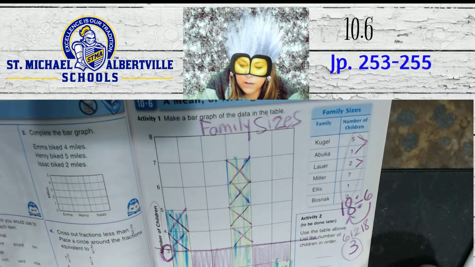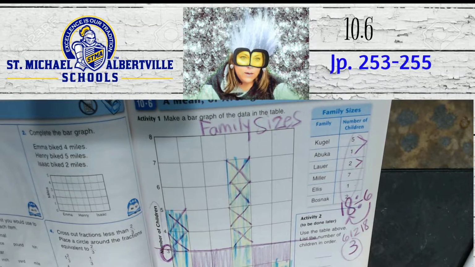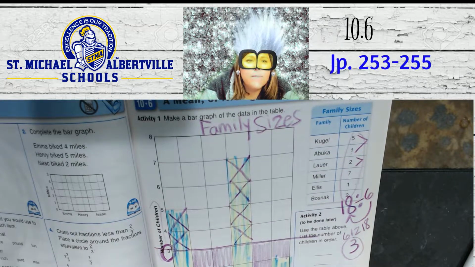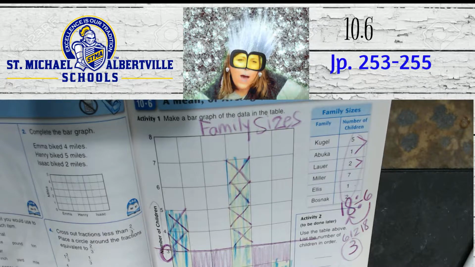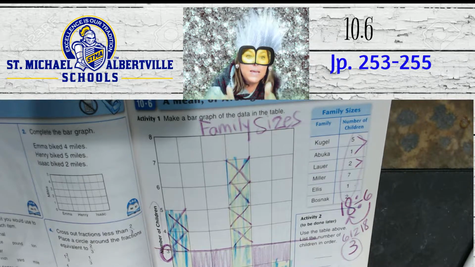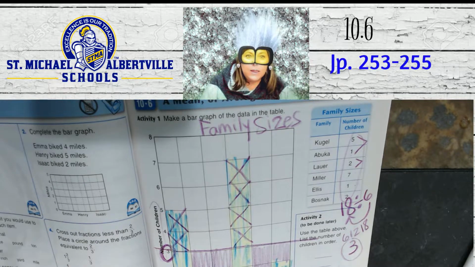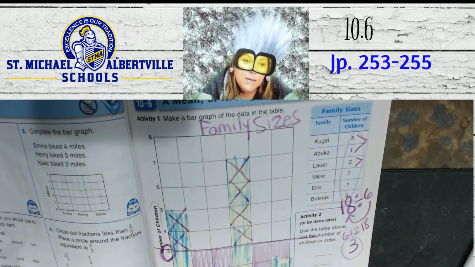Now, the last thing we have to do is find the median. I always like to sing this song, baby, why don't you just meet me in the median? In the median. Median means middle.